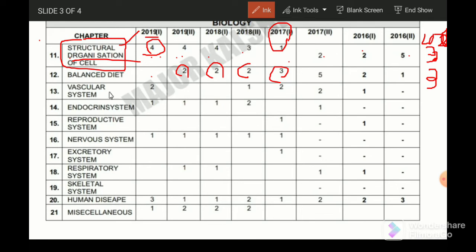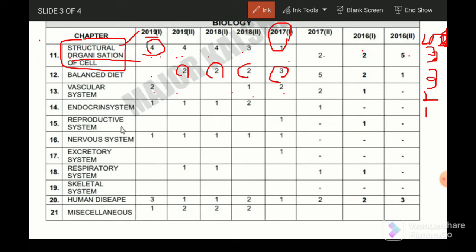Okay, then vascular systems is there. Here in 2019 there were 2 questions and then no question, no question. Here 1 question, here 2 questions, so we'll take 2 questions from vascular system. Okay, then comes endocrine system. 1 question, 1 question, 1 question, 2 questions. So we can take 1 question from endocrine system can arrive, है ना.